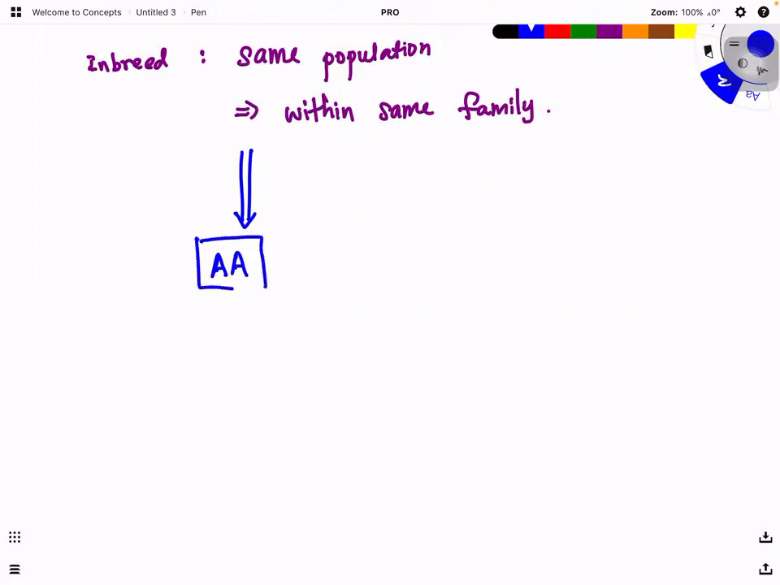So in this form, we say that it is homozygous. We promote homozygosity. So make sure that the offspring will show that particular desired characteristic. The small a allele will decrease in terms of frequency.